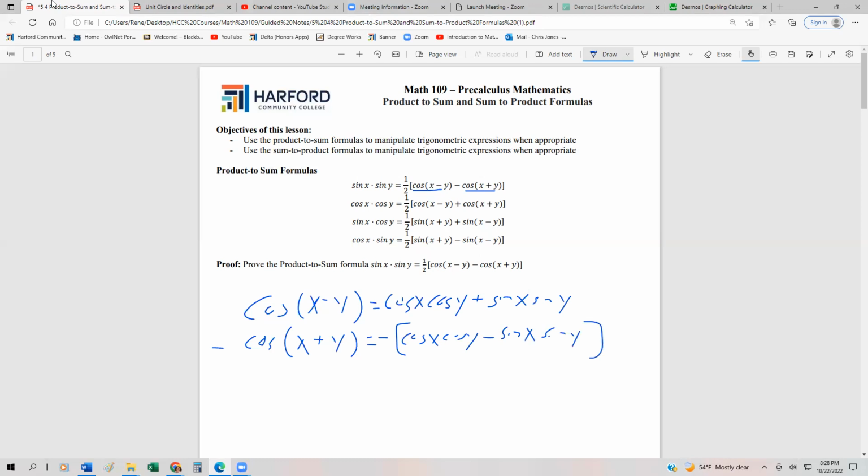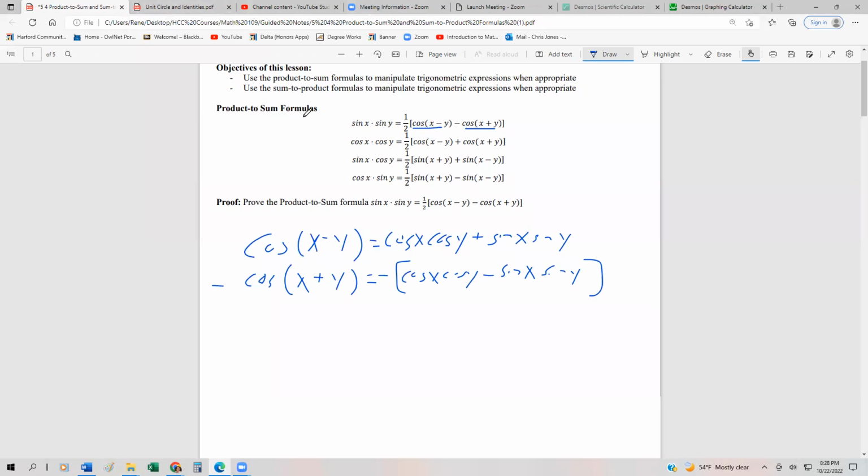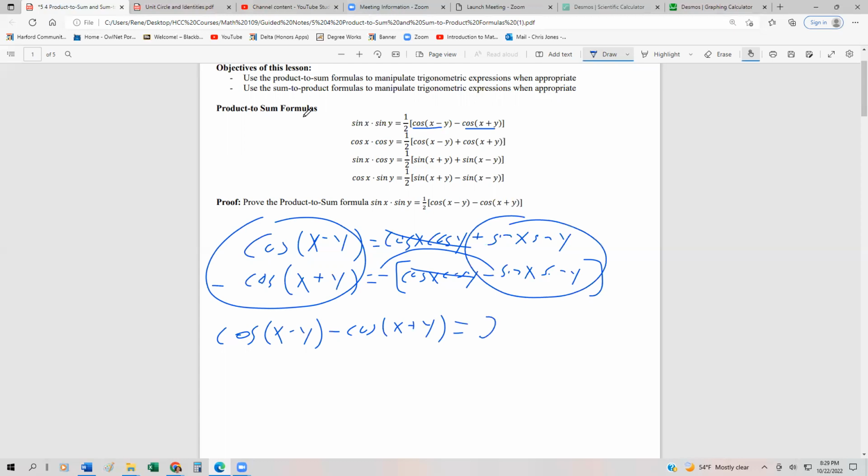Now, if you notice, from subtracting these two we end up with cos of x minus y minus cos of x plus y. Over here, these are opposites and they cancel. And then when we have a negative, that's going to be a positive, and these two are like terms. So that would be equal to 2 sine x sine y, just by adding those together. And then finally, if we divide both sides by 2, those cancel out.